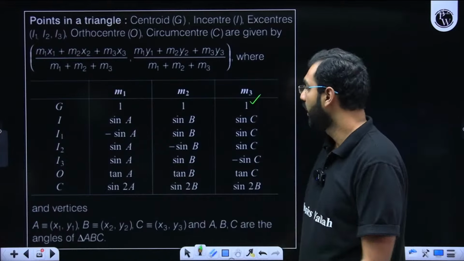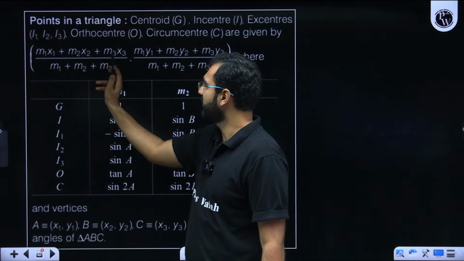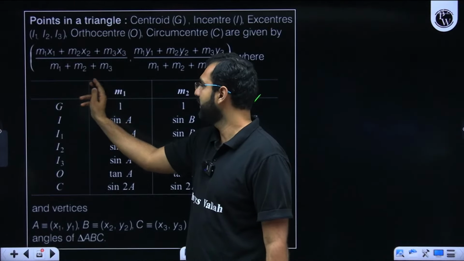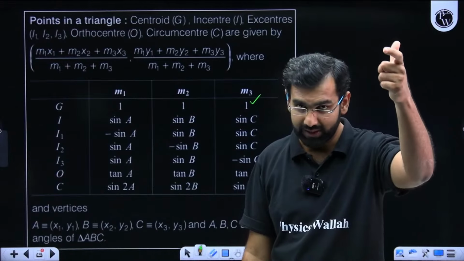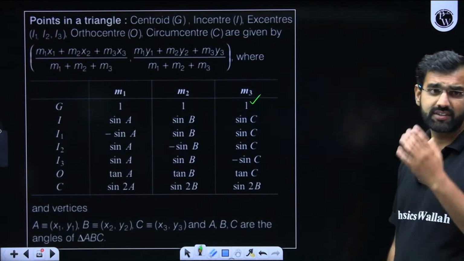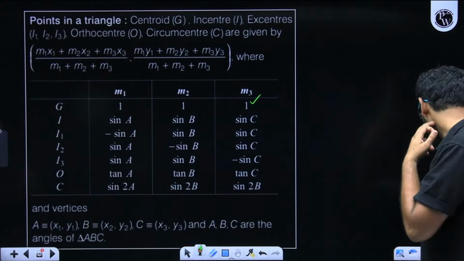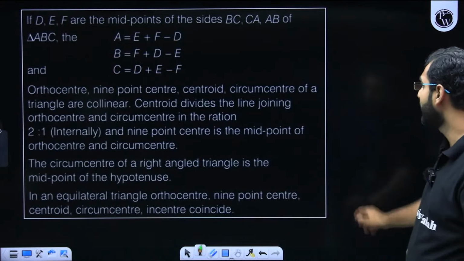That's centroid. For incenter, it will be sin A x1, sin B x2, sin C x3 upon sin A, sin B, sin C. What is sin A, sin B, sin C? A, B, C are your angles of those vertices. Sin A, sin B, sin C are those ratios. ONGC rule, great, perfect. I'll show you the ONGC rule as well. But the 9-point circle is not very usually asked there.